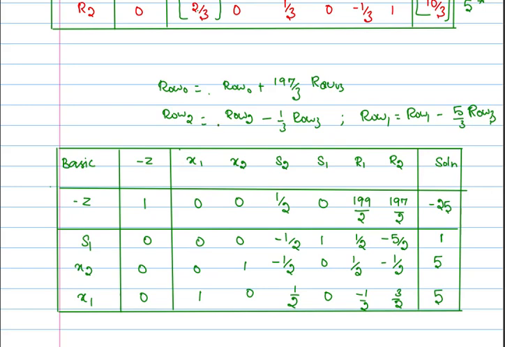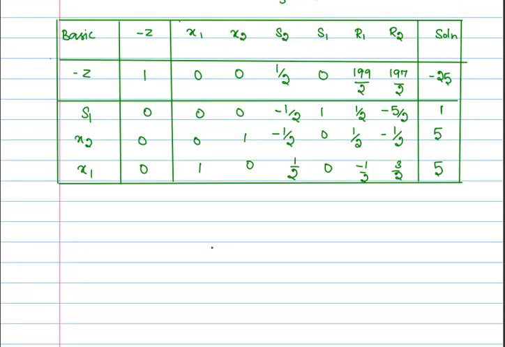Now you clearly look at the 0th row, there are no negative terms. So that means our optimum solution exists. From that, x1 equal to 5, x2 equal to 5 and minus z equal to minus 25. This implies z equal to 25. This is our optimal solution.